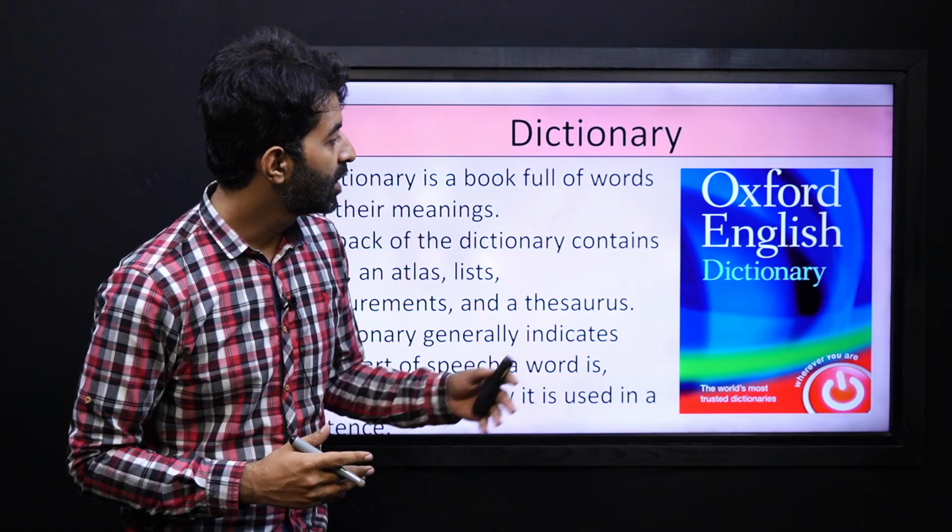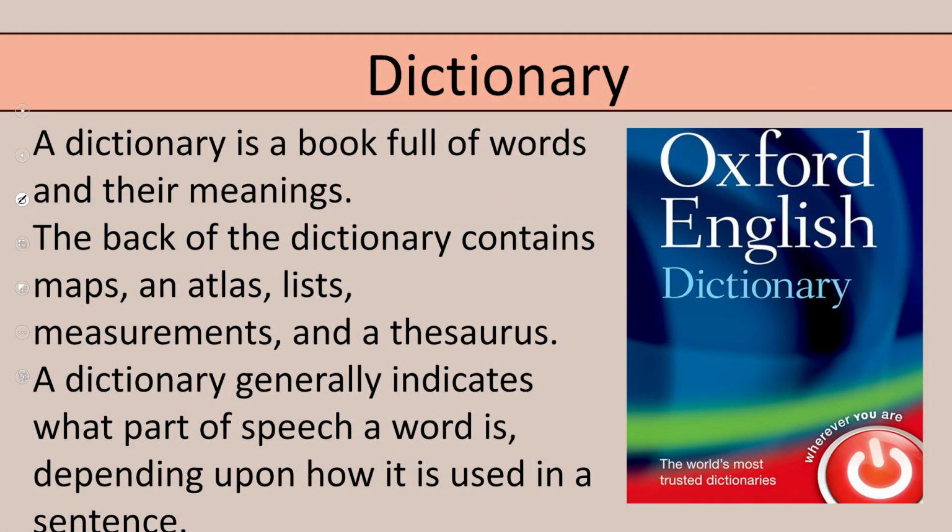Here is a dictionary. I hope that you are familiar with it. We have already done it in the previous unit. A dictionary is a book full of words and their meanings. And at the back, you can find different things like maps, atlas or lists, measurements, and also a thesaurus. There are separate thesauruses that you can find and buy from the bookstores.